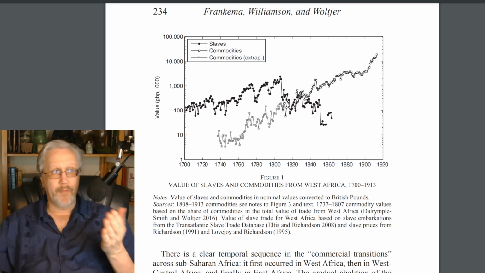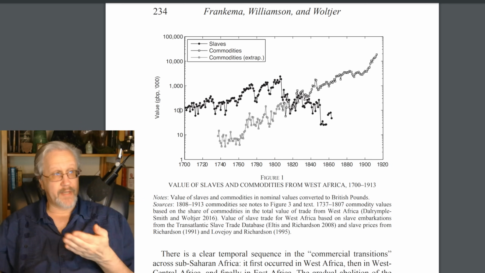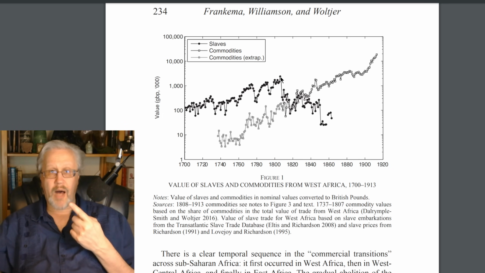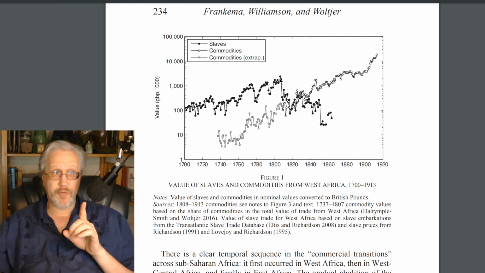Because we're saying that, yeah, if we had about 100,000 pounds worth of trade going on in 1700 in the slave trade, by around, this is 1808 here, that's 1,000,000 pounds. So yeah, we go from 100,000 to 1,000,000, 10 times the value of trade.